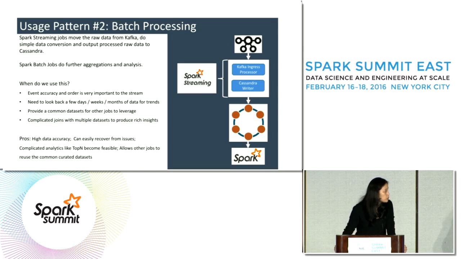Usage pattern number 2, batch process. In this usage pattern, we use Spark streaming to bring in the raw data and use a scheduled Spark batch job to do further aggregation and analysis. This usage pattern works very well for scenarios where event accuracy and ordering are very important.